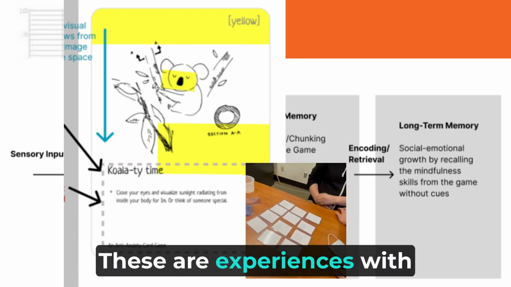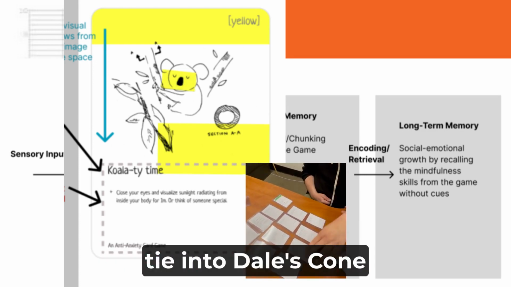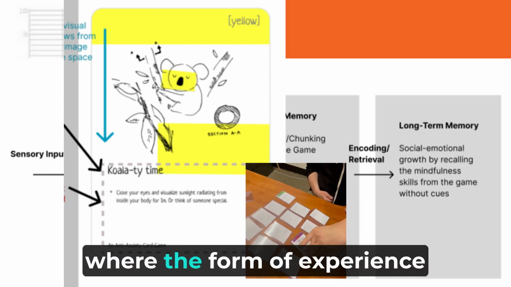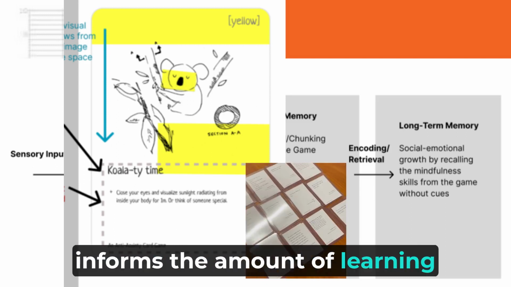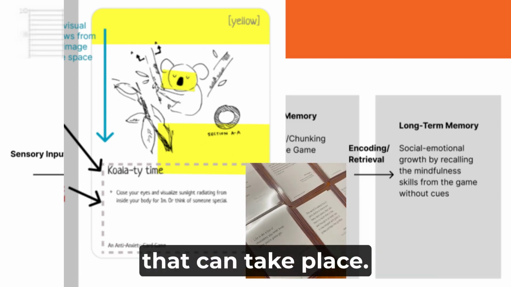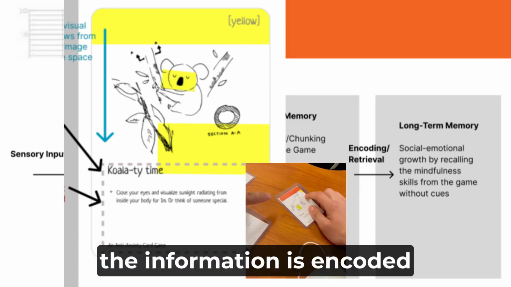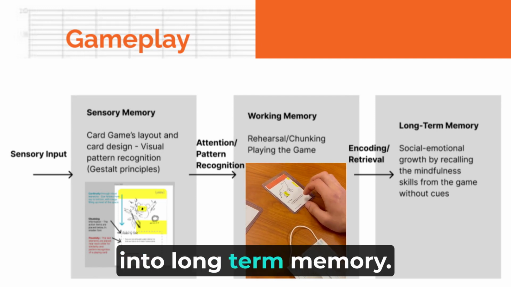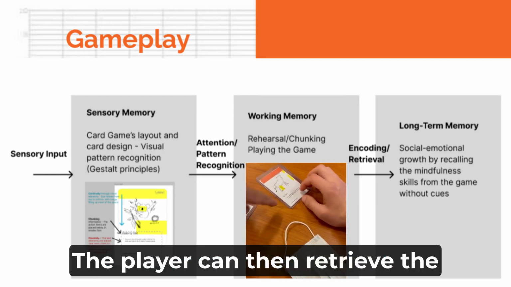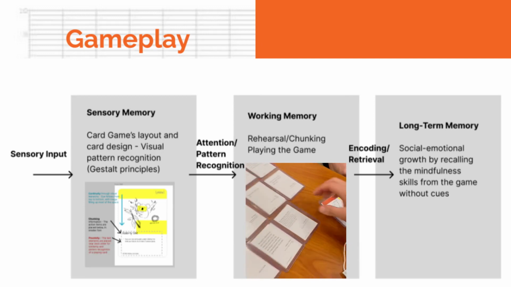These are experiences with active participation, and they tie into Dale's cone of experience, where the form of experience informs the amount of learning that can take place. On playing the game multiple times and rehearsing the mindfulness skills, the information is encoded into long-term memory. The player can then retrieve the skills from long-term memory.